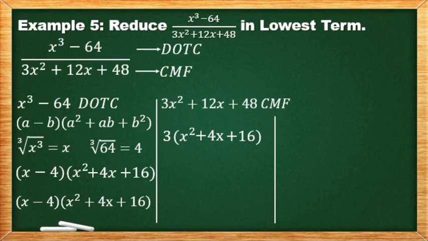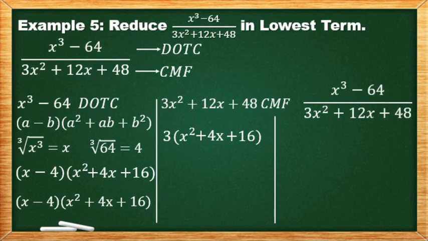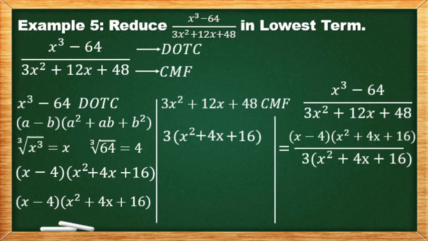Now, palitan lang natin yung given ng kanilang factors. So, meron tayong, ayan. Obviously, yung trinomial factor nila, yun ang pwede natin makancel, yung x squared plus 4x plus 16. Tama? So, ano natira? X minus 4 all over 3. Final answer. Next.